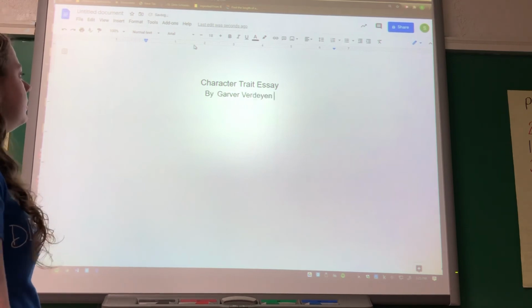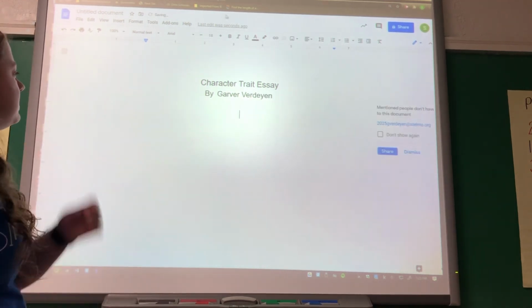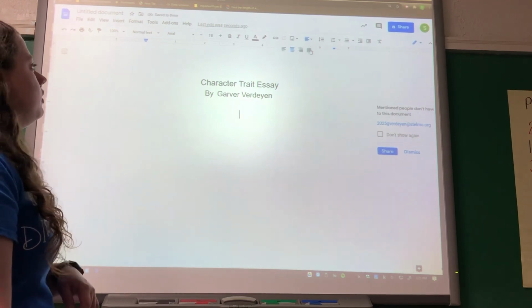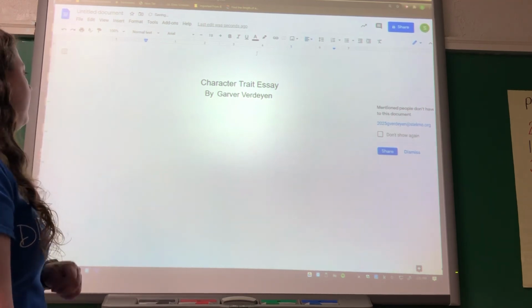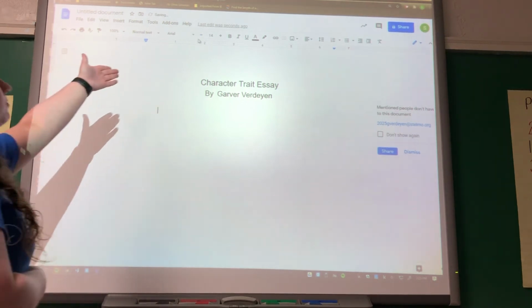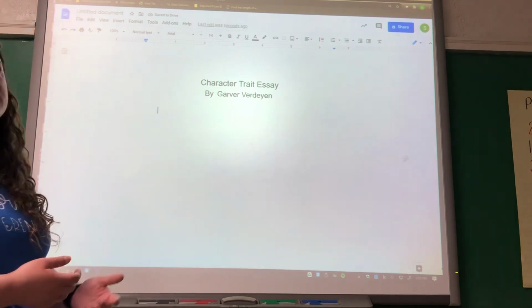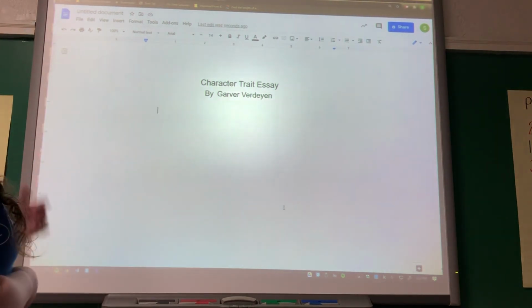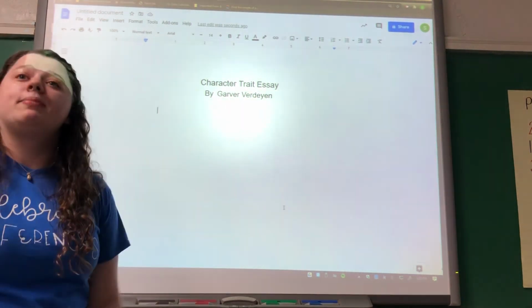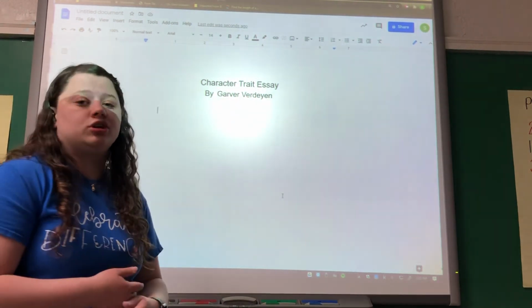Just like that. And once you've done that, you would hit enter a couple times, and then go back to your alignment, put your alignment back to the left, and then you're going to hit tab to indent. See how Miss Rose is making her font size smaller, since we're going to start typing our paragraph. You would hit tab to indent, and then you just start writing your paragraph. So that's how you would start your Google Doc, in case you just need a refresher of that.